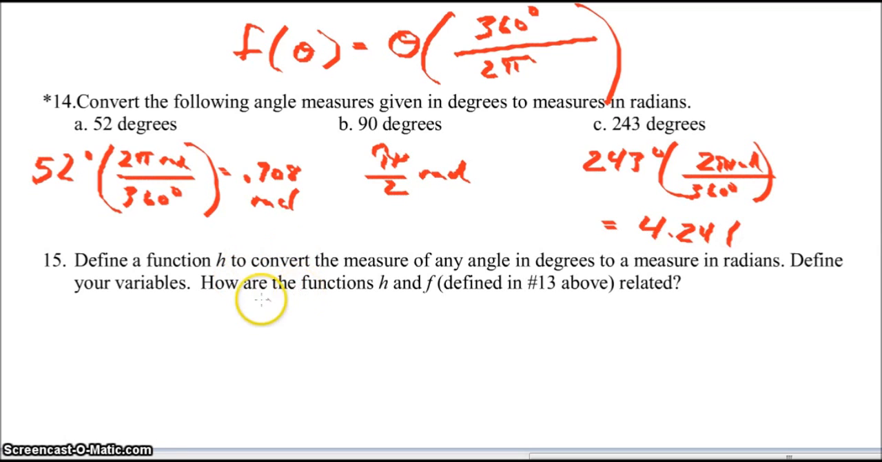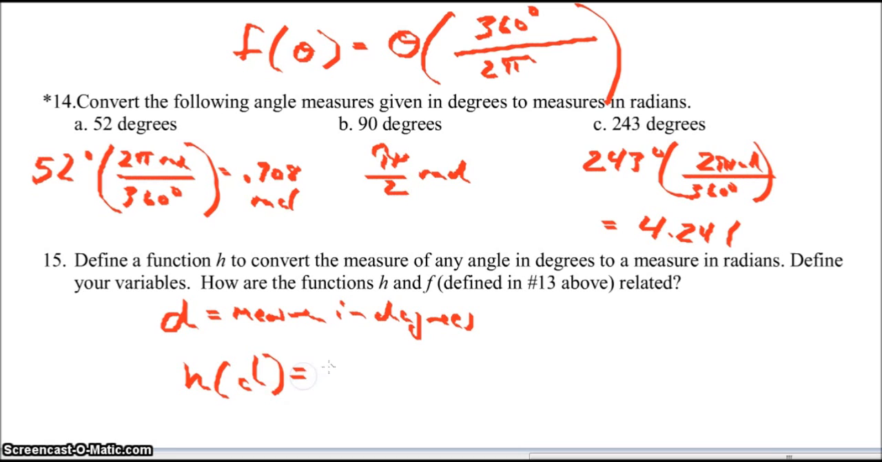Define a function h to convert the measure of any angle in degrees to a measure in radians. So if d is the measure in degrees, then h of d would equal d times 2 pi over 360.